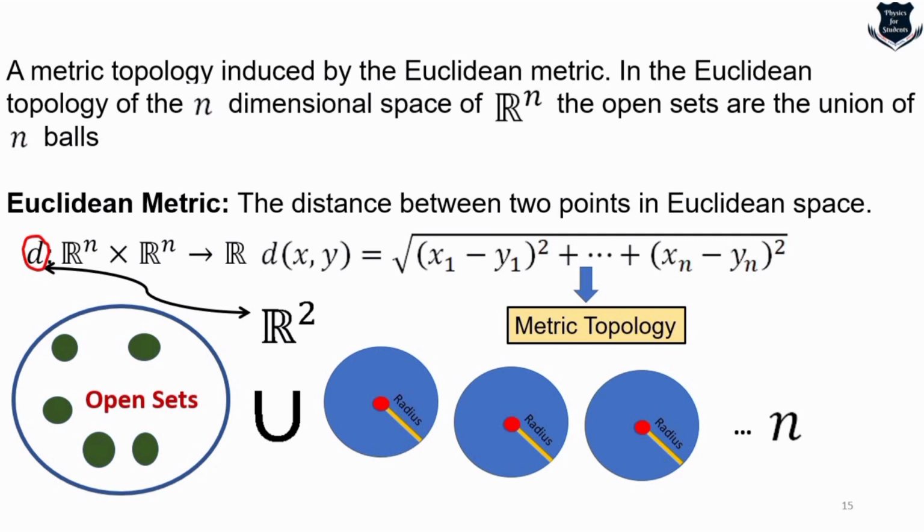It can go up to n, right? So the Euclidean metric actually is defining the distance between 2 points. It is an open set. The open sets are actually a union of open balls which goes up to any level.